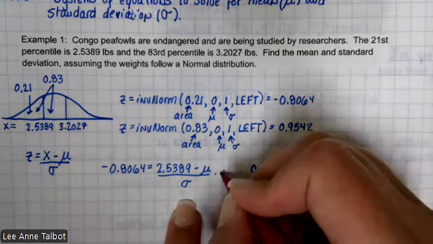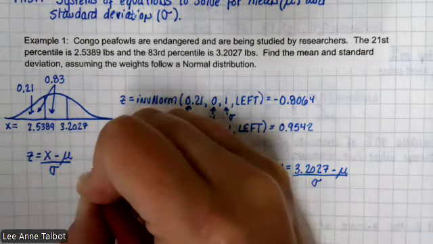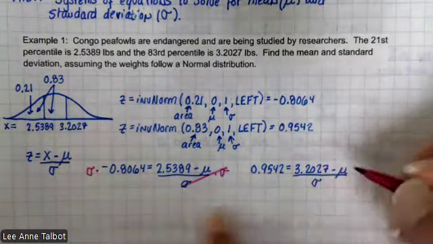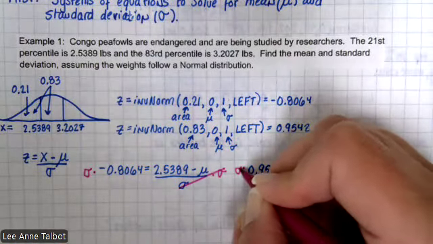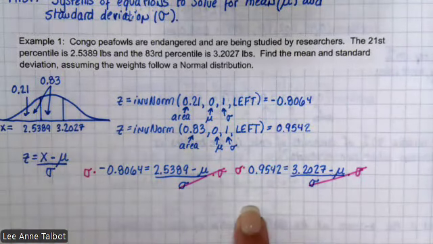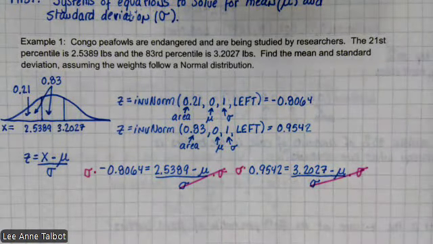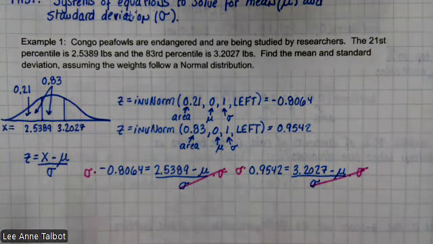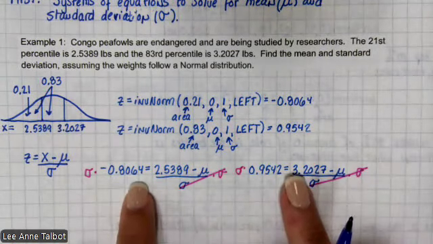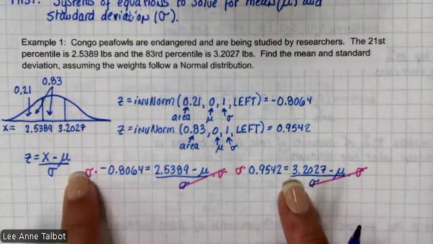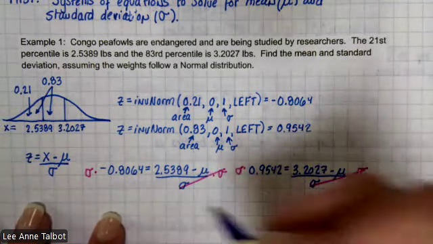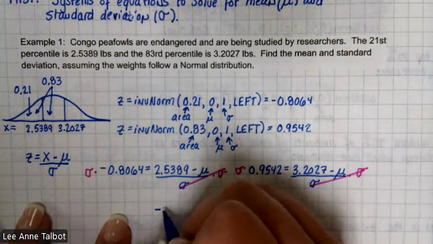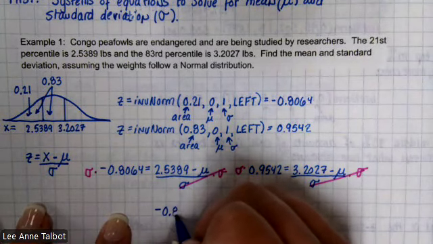Okay, but how do I get rid of the denominator? Multiply, yeah. So I'm going to multiply both sides by sigma. Okay, and then I'm going to write them one on top and one on the bottom, and I'm going to put the sigma after the number. So I'm going to skip a step here. See if you can do that.